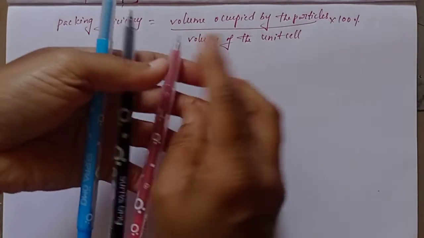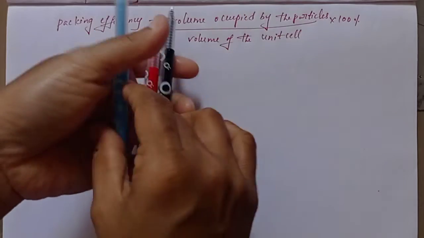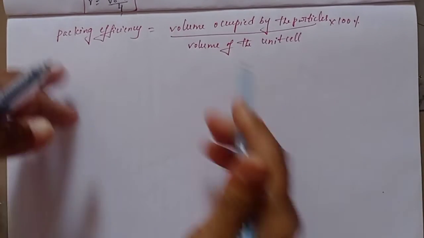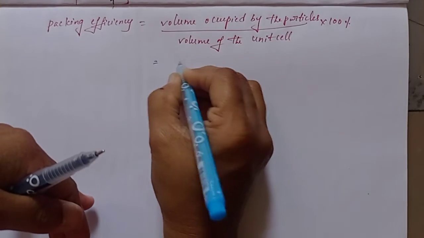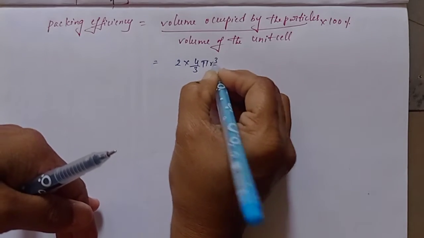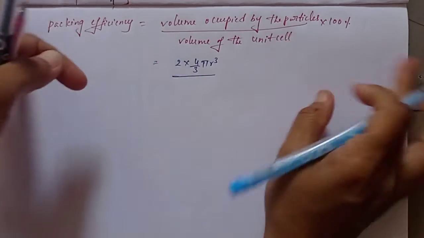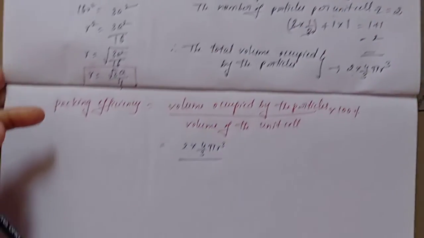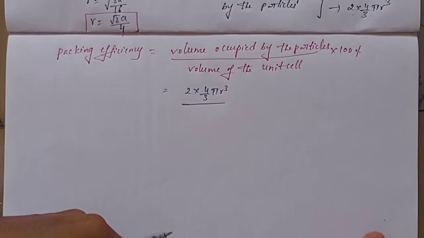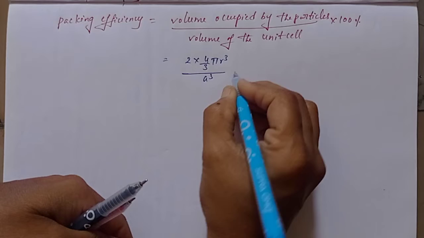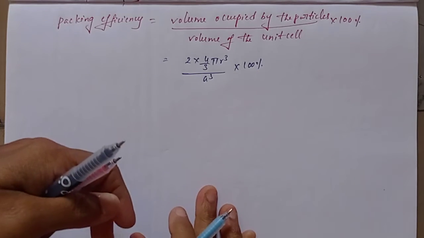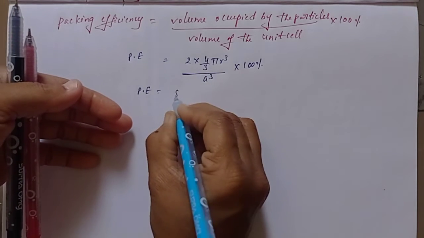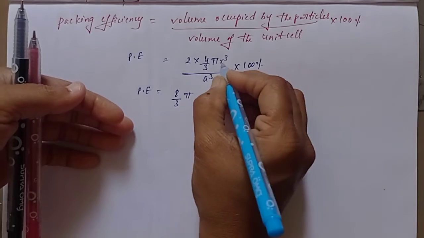Then the volume occupied by the particles, how much, students? Volume occupied by the particles is 2 into 4/3 pi r cube. So we take 2 into 4/3 pi r cube, divided by the volume of the unit cell. What is the volume of the unit cell, students? Volume of the unit cell is a cube. So that value we substitute, and you will get a cube into 100%. Clear this one? Now the packing efficiency is equal to 2 fours are 8, by 3 pi, r cube.